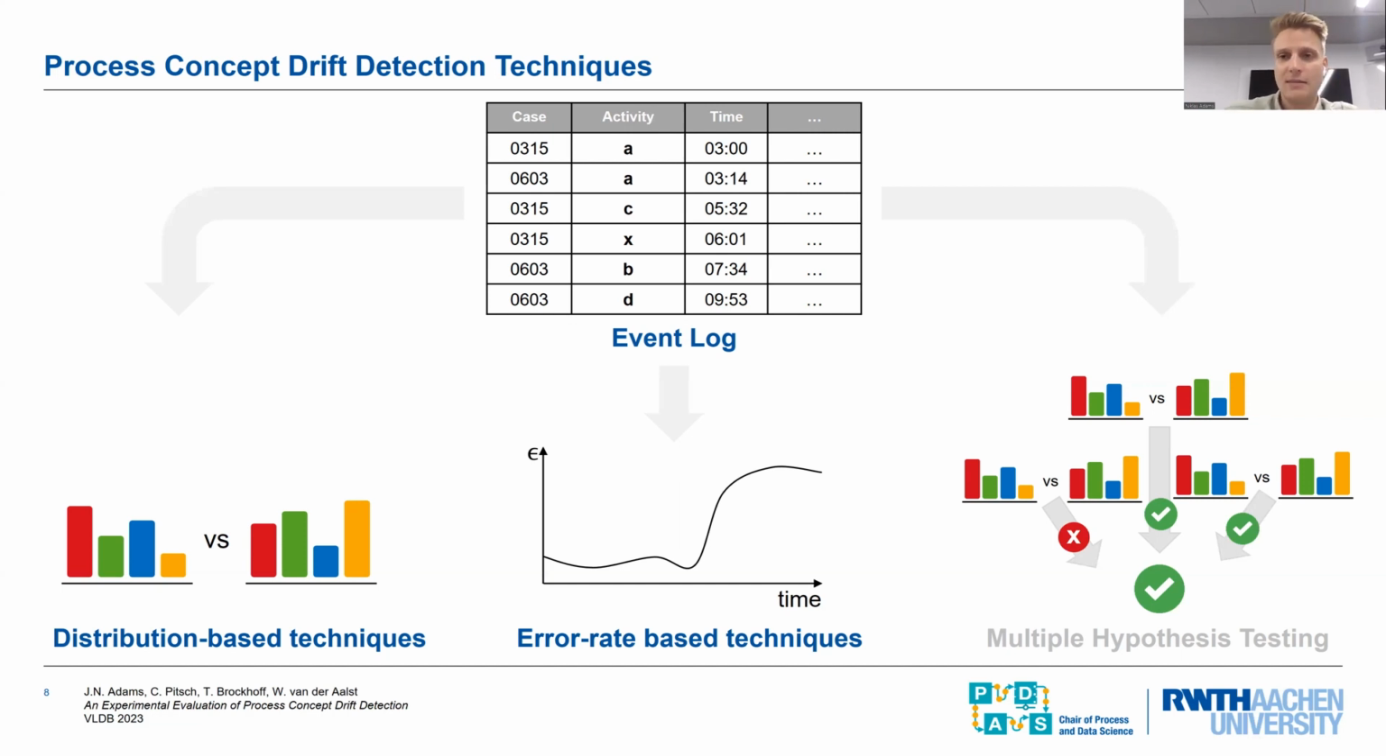And then there are also techniques that are typically called multiple hypothesis testing. This is something that's so far not that prevalent in process mining, and we will come back to that in the end in our conclusion. But here you basically just perform multiple hypothesis tests and then take the majority vote of that.